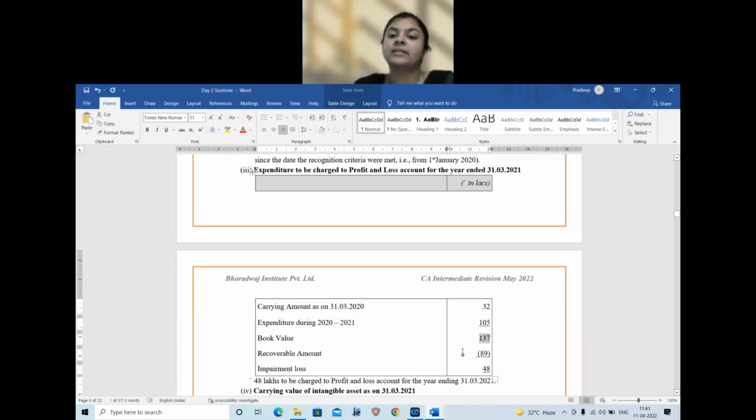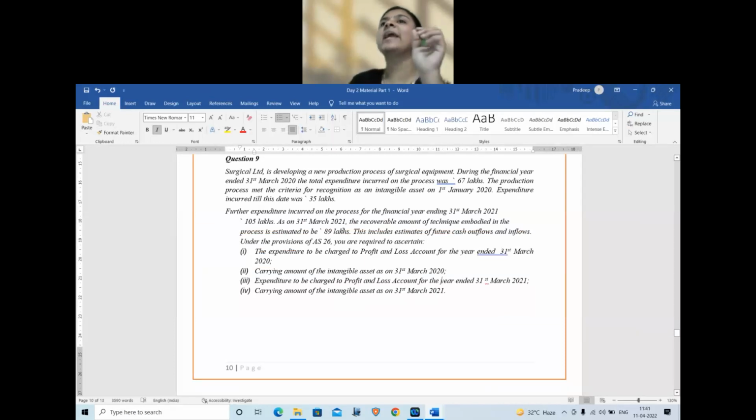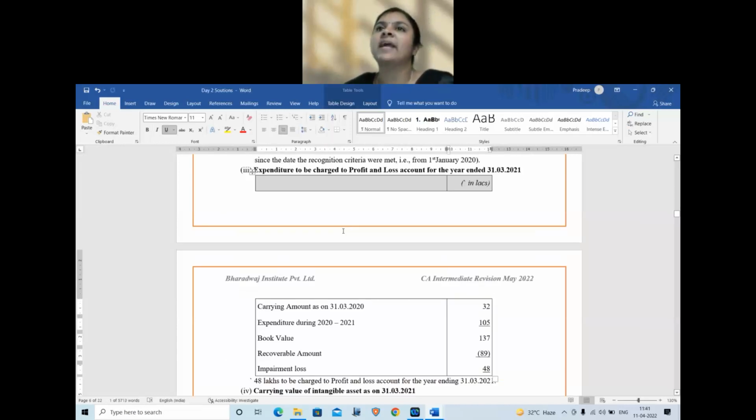However, the recoverable amount from the intangible is only 89 lakhs, which means you can only expect future economic benefits amounting to 89 lakhs as on 31st March. Which means the value of that intangible as on 31st March is only 89 lakhs. So book value is 137 lakhs, whereas the recoverable value is only 89 lakhs. Therefore, the difference will be treated as loss, because that amount is the amount for which future economic benefits are not available, write off. So the amount to be written off is 137 minus 89.